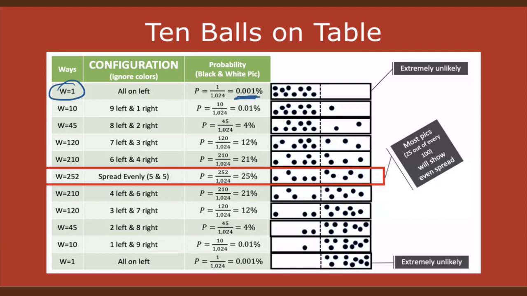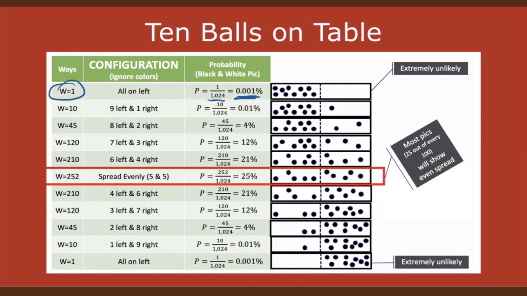Will one of our pictures show them on the left? Maybe 2 pictures will show them on the left if we took enough pictures. But chances are only 1 out of 1,024 of the burst pictures would be showing them all on the left. And the same would be if they were all on the right. It's extremely unlikely, not impossible, but extremely unlikely.